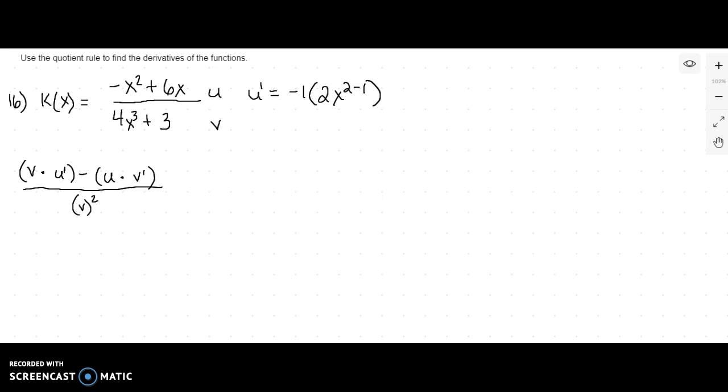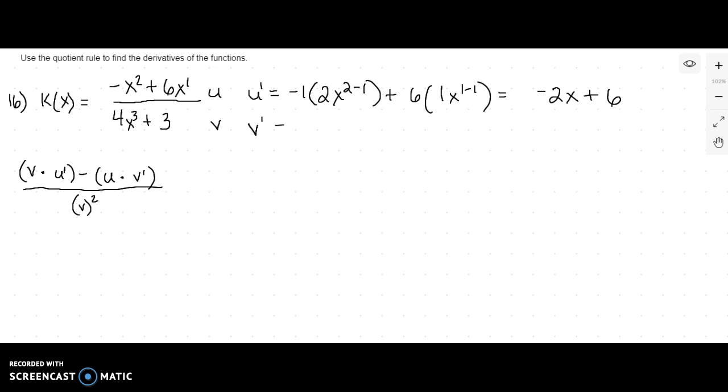And we also have an x here. This is to the first power, so we have plus 6 times 1 times x to the 1 minus 1 power. Again, using the power rule. We're going to simplify this, so we have negative 1 times 2. So this comes out to negative 2x, and that'll be to the first power, plus 6 times 1, and then we have x to the 0 power here, which means this will be a constant, or this will be 6. So the derivative of u here is negative 2x plus 6.